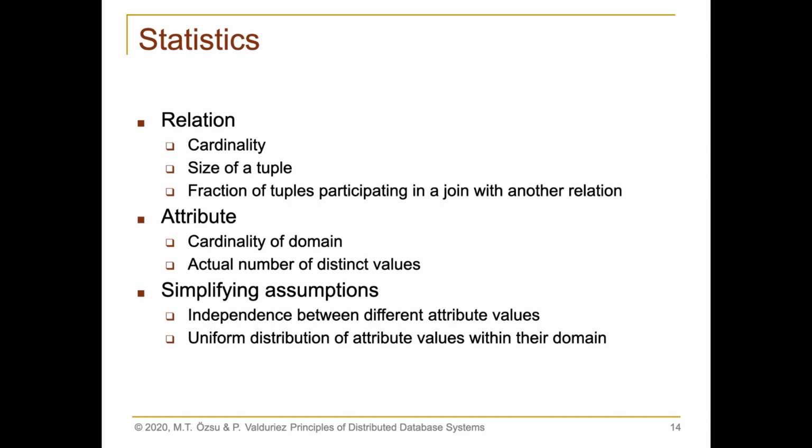For query optimization, we also need database statistics. For instance, when we optimize queries, we have to deal with the size of fragments that have to be transferred from one side to another side. So for that purpose, you need database statistics like relation level statistics, like cardinality, size of tuple, fraction of tuples participating in any operation, like in a join operation with another relation. Attribute level database statistics like cardinality of domain and actual number of distinct values are also required.